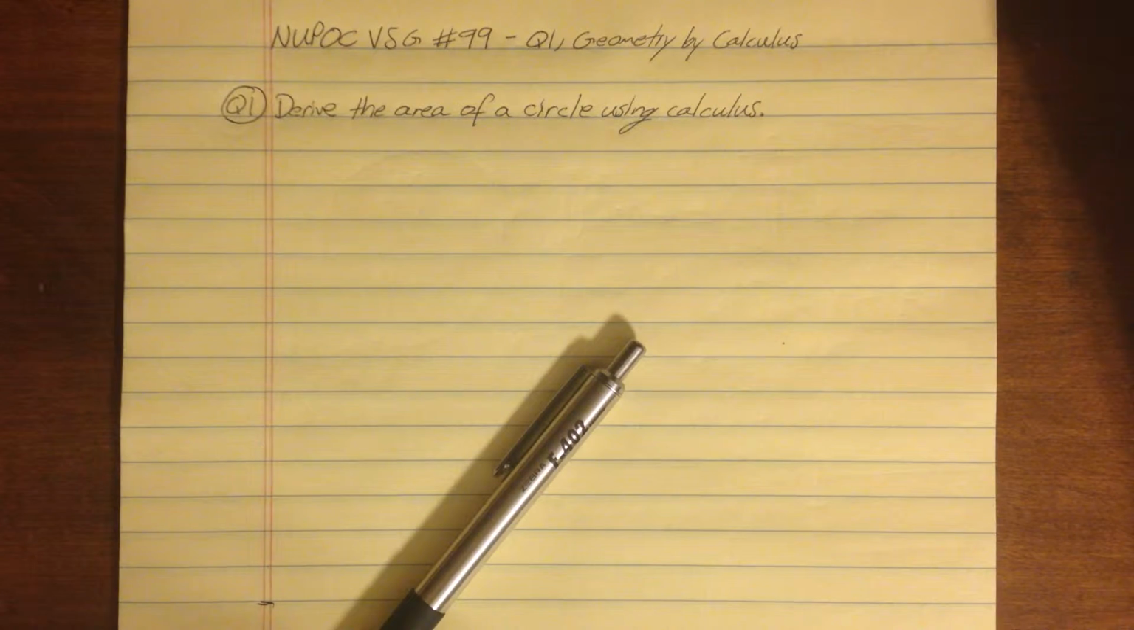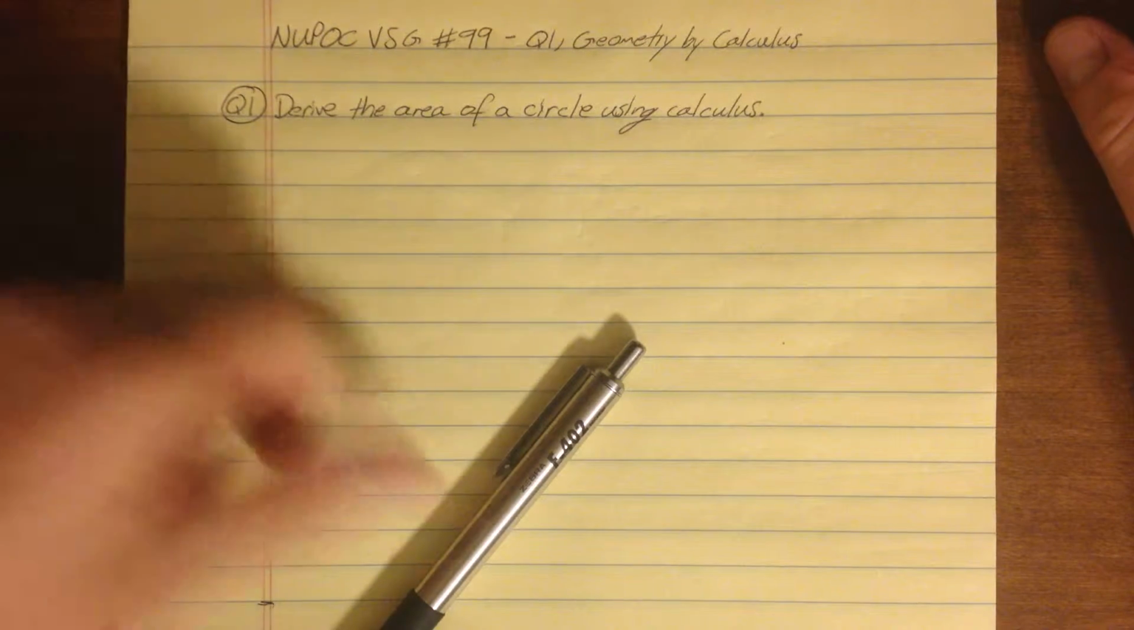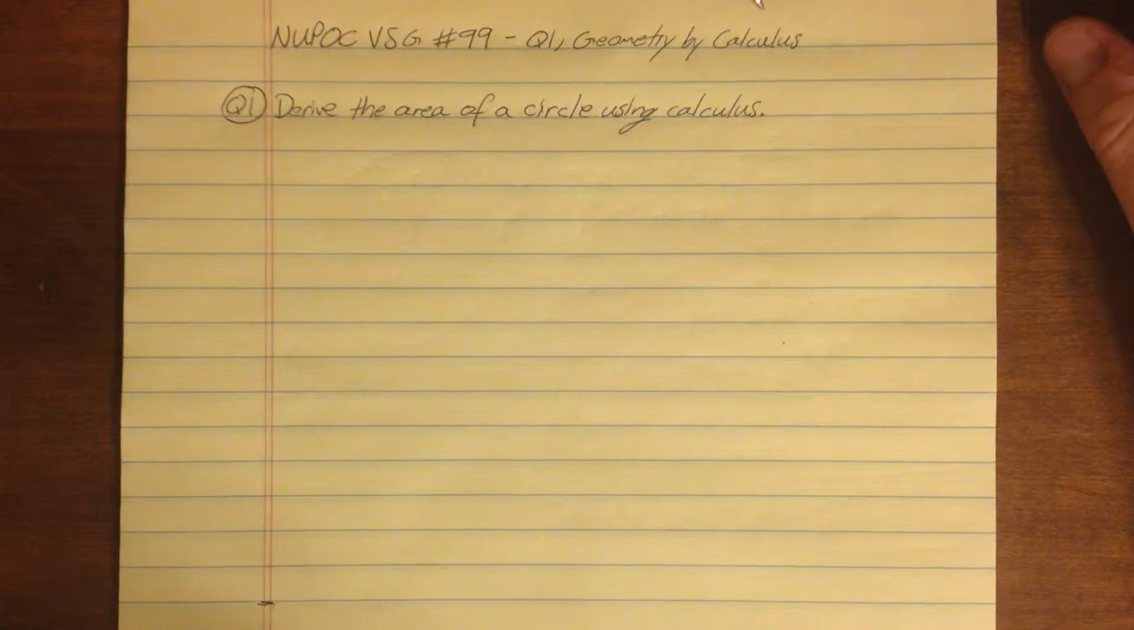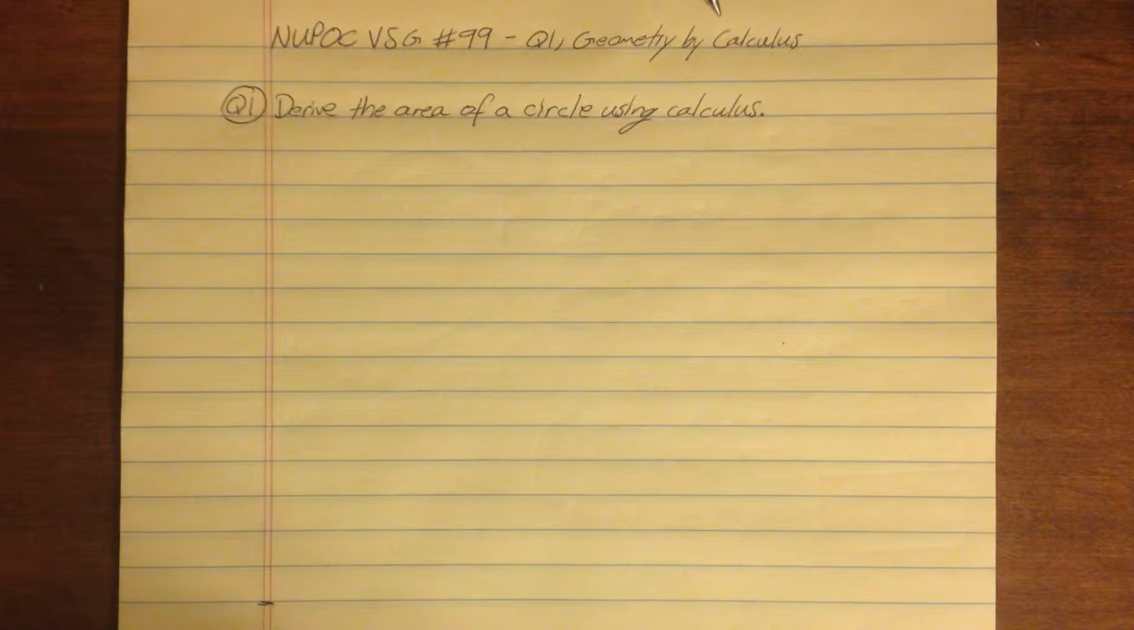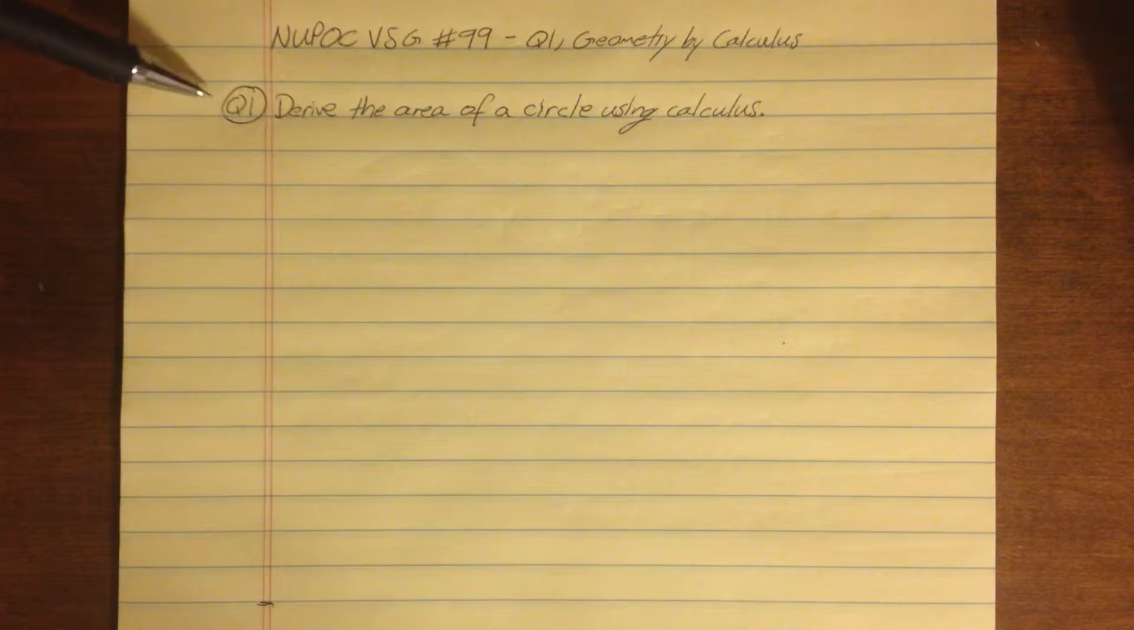Let's take a look at some problems now that I'm calling geometry by calculus. And what I mean by that is just problems that ask us to use calculus to find things like area or volume or other properties that depend on geometry, like center of mass or moment of inertia, right? These are really great problems and they're really applicable to engineering, and honestly I'm surprised that for some reason I haven't done a problem like this yet.